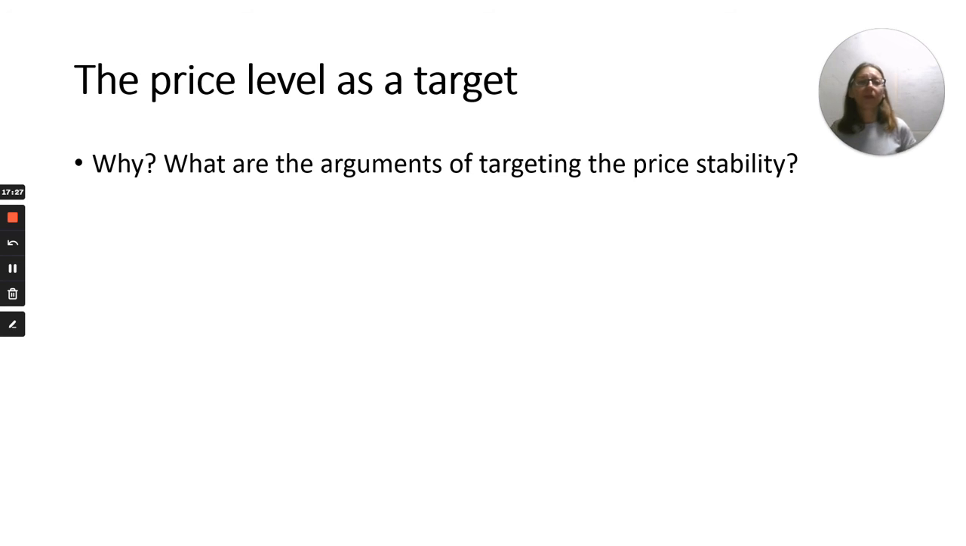The last thing to discuss in this video is about taking the price level as their main goal or as their main target. Why do central banks choose inflation or price level as their primary goal? Why do they aim to maintain price stability?